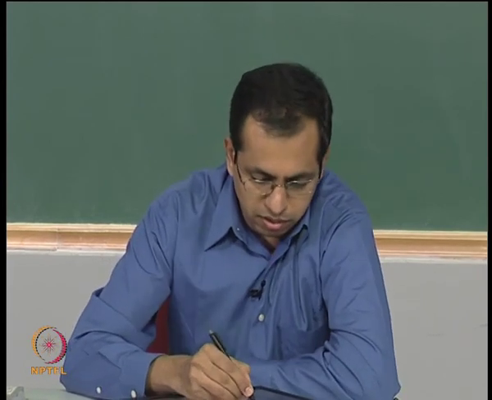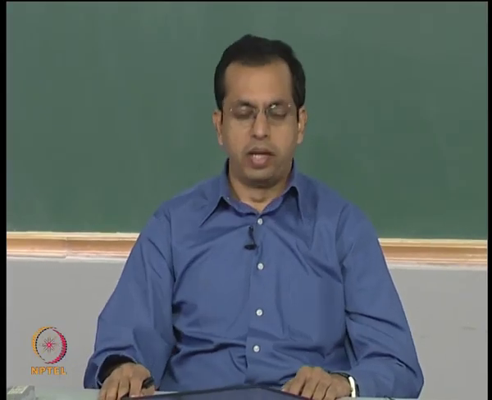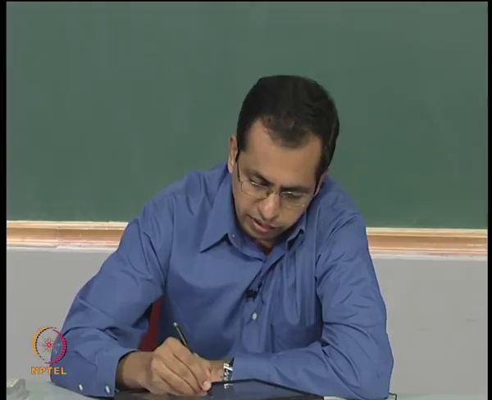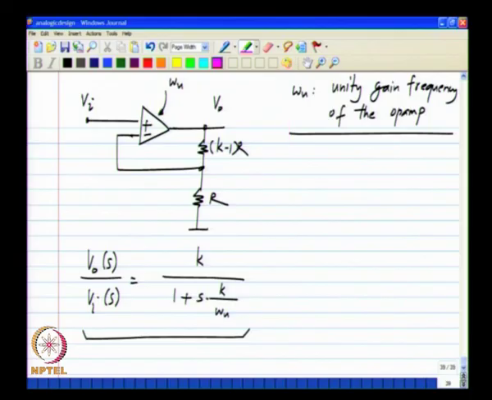Now, there is also a concept of an ideal op amp. If you go on increasing the unity gain frequency of the op amp, if you go on increasing the value of omega u, what happens is the bandwidth of the system goes on increasing. Okay. Bandwidth of the system is given by omega u divided by K, and if you go on increasing the value of omega u, the bandwidth goes on increasing.